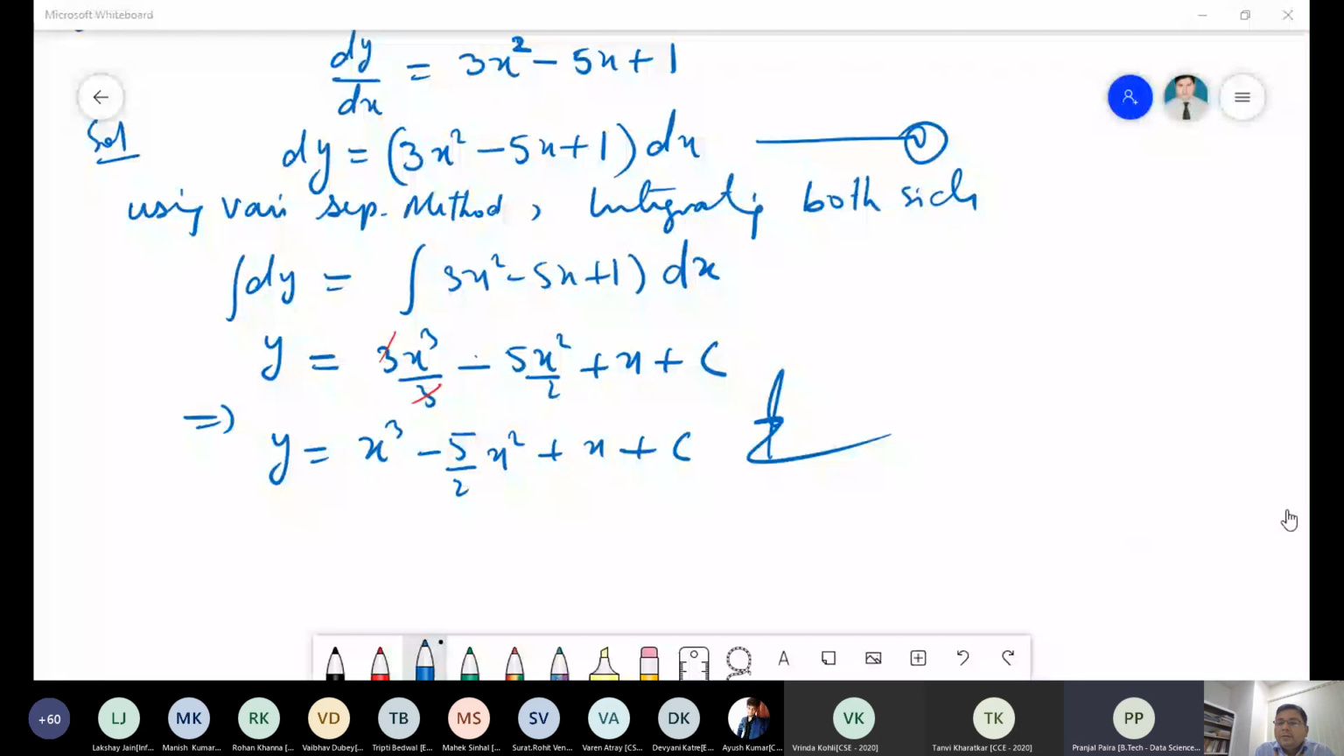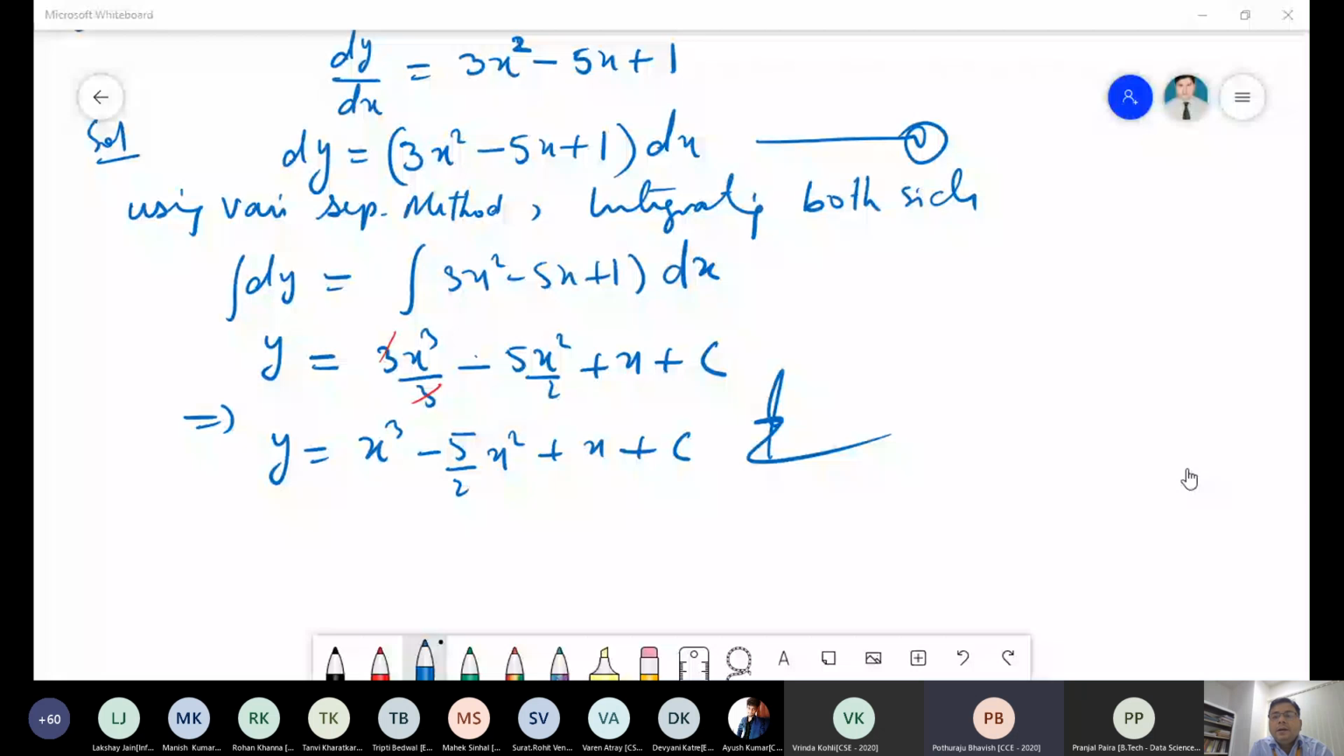Pothuraju, please tell me. Is it a particular solution or general solution? It is a general solution, sir. Why is it a general solution? There is no particular value for c.